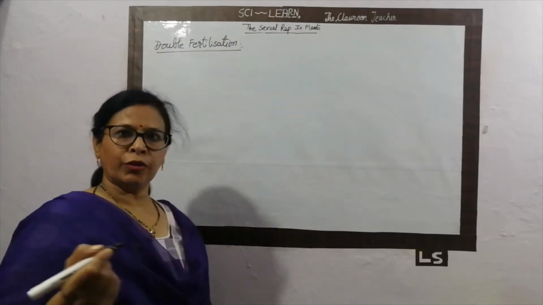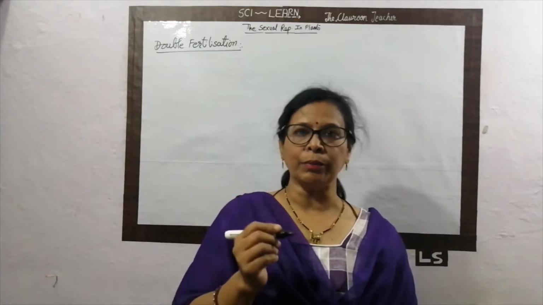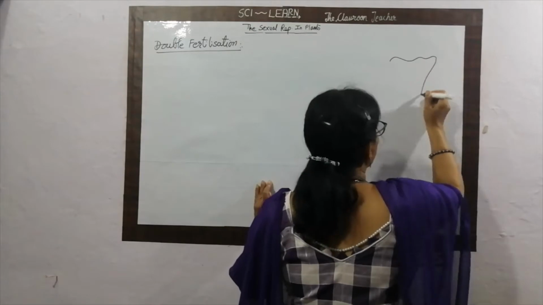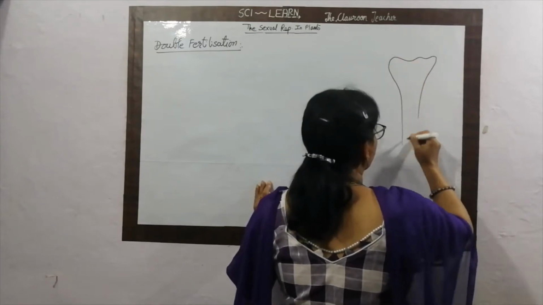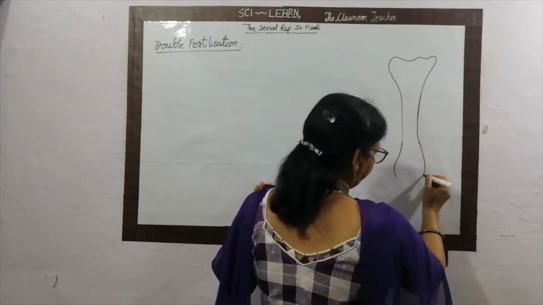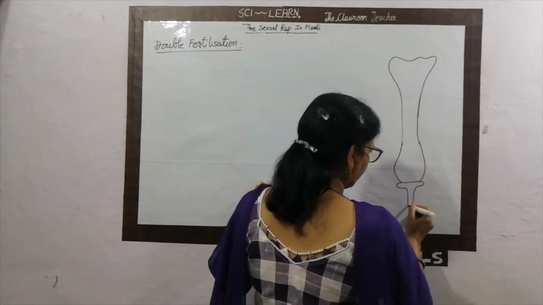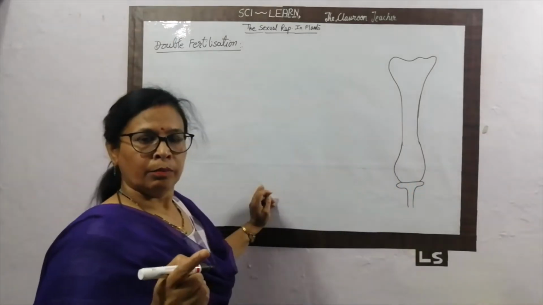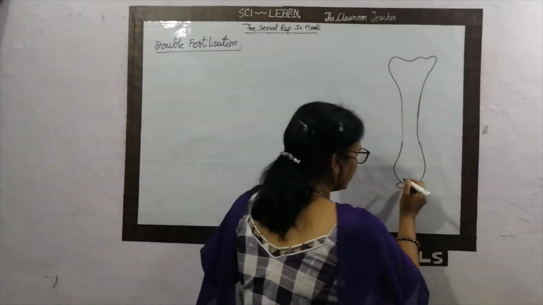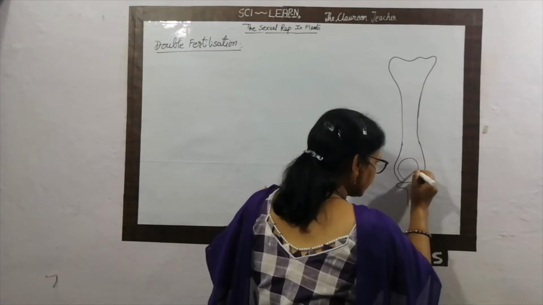Before we discuss how the pollen tube reaches the female nucleus, just recall the diagram. This is the stigma, then the style, and this is the ovary. Before fertilization, the pollen-pistil interaction is going on. Here, the ovule is present.